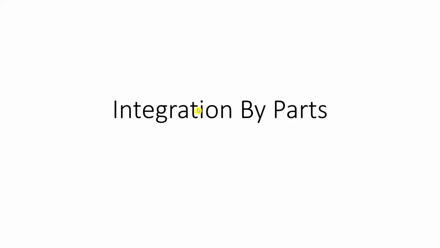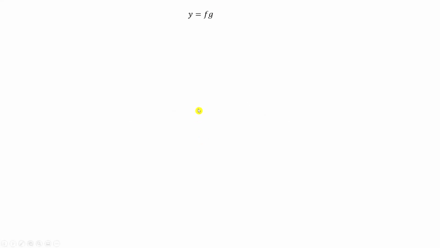Integration by parts. This is where we get to learn to deal with a product. So we're going to take the product rule, take the derivative, and then go backwards to find out how to undo what we did. So derivative of a product: derivative of first times second, plus first times derivative of second. y was f times g, so we're just going to replace y with f times g. So the derivative of f times g is f prime g plus f g prime.